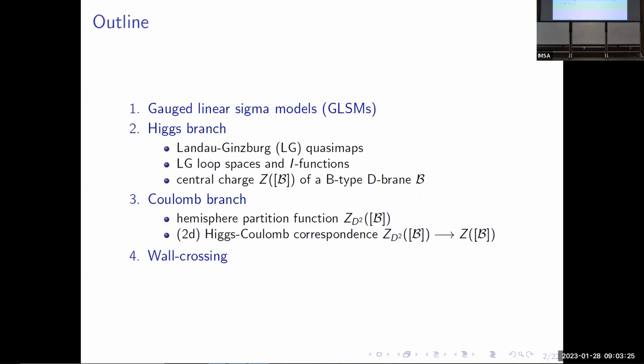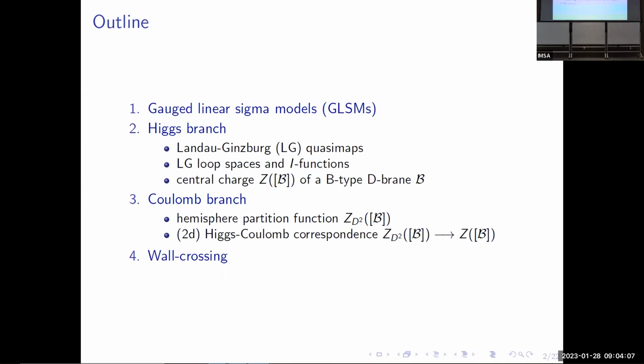First I will introduce the geometry of gauge linear sigma models. The Higgs range in this talk will be defined by virtual counts of Landau-Ginzburg quasimaps, which we will introduce. We will first introduce it for any genus, but today we will focus on genus 0 and the abelian case. We'll introduce Landau-Ginzburg loop spaces and define I-functions in the GLSM setting. And we will define central charge on a B-type D-brane, which depends only on the K-theory class B.